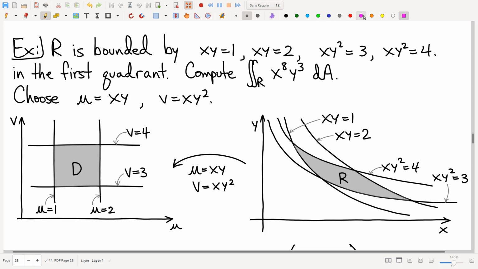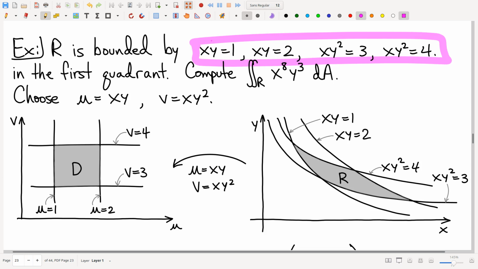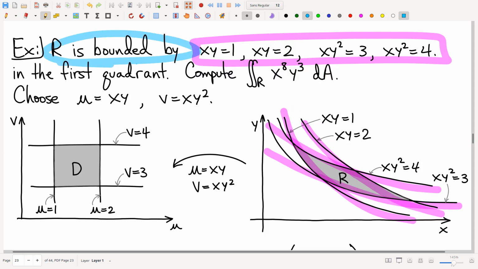Okay, so here we go. We have 4 curves, about like this. R, our domain, is the region that's bounded by those curves. So it's this thing kind of in the middle here. It's, you know, whatever that is. I don't know how to describe that shape.